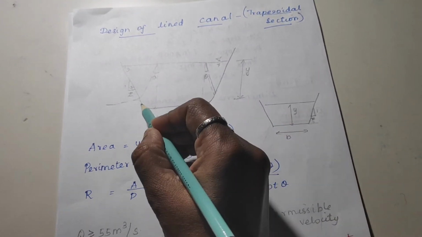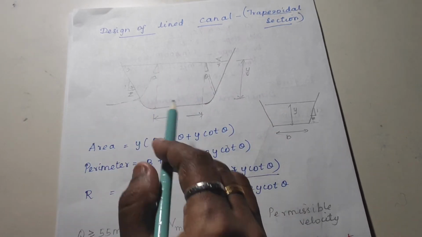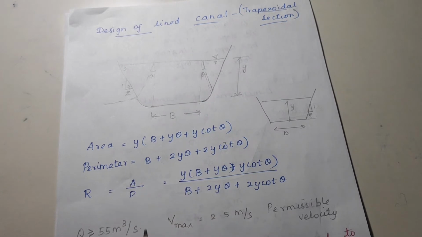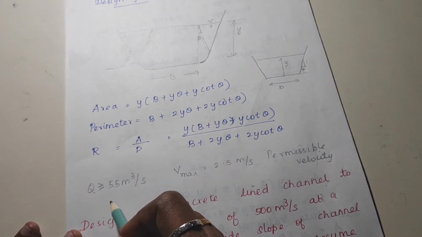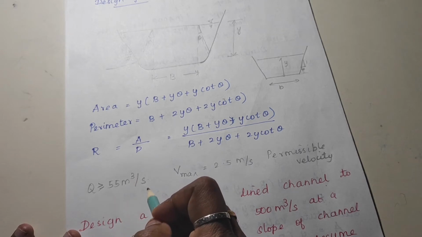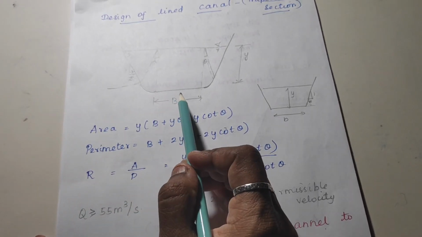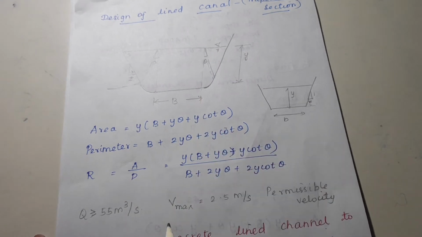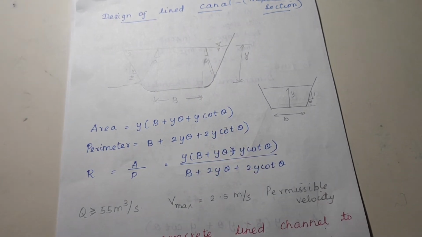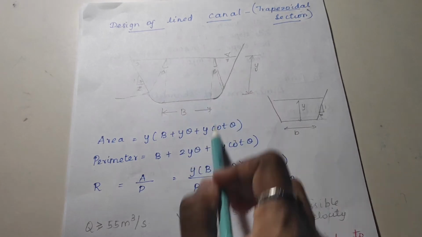Here there will be one curve. They will be designed like this. When you have to go for this type of section is when your discharge is greater than 55 meter cube per second. In that case we have to design the most economical section, that is a trapezoidal section, in this way. Also if they ask to limit the maximum velocity to 2.5 meter per second, if they have mentioned like that, you have to design it in this way.